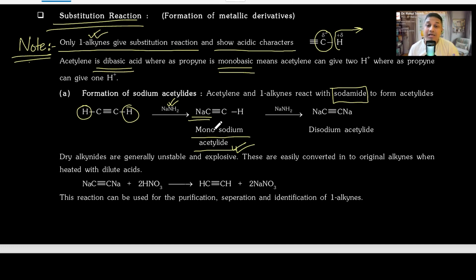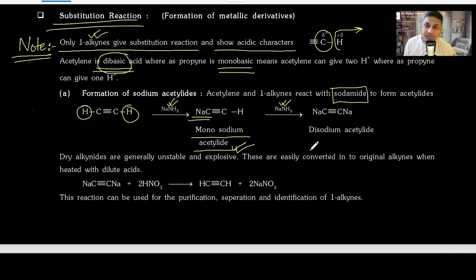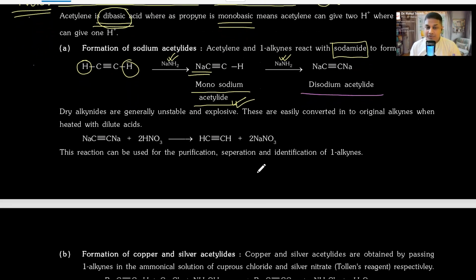Yes. Next, what is happening? Bring another mole of that, another H plus will be given off, because we already saw it is dibasic in nature. Nice and easy. Understood? Good. Yes. So you have disodium acetylide. Okay. Another beautiful thing. When you take this and expose it to some acid, some dry alkynides, generally are unstable in nature and also explosive in nature, and they easily get converted to their original alkynes. Very soon they will give away their Na plus and all that, yeah, and turn into their alkynes.